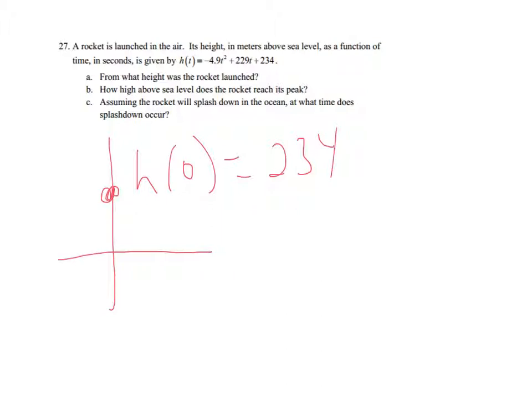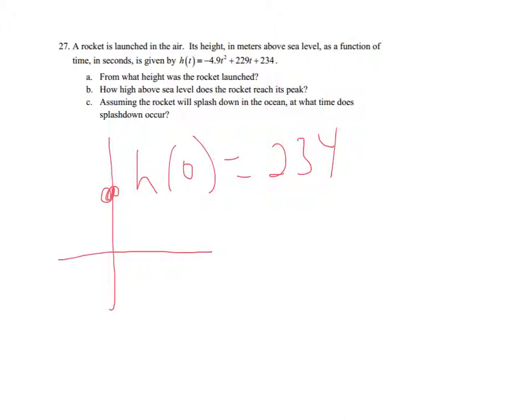Well, that is the y-intercept, right? So we want to know at time 0, how high is it? So all we're going to do is find h of 0. If we substitute that in, all that's left is the 234. So that tells me at time 0 it was 234 meters above sea level.